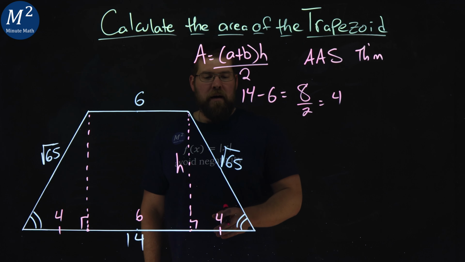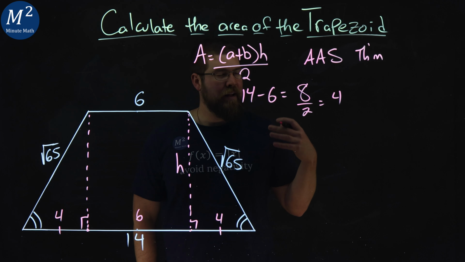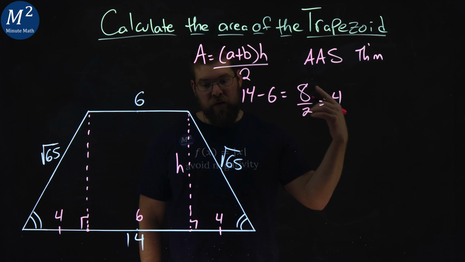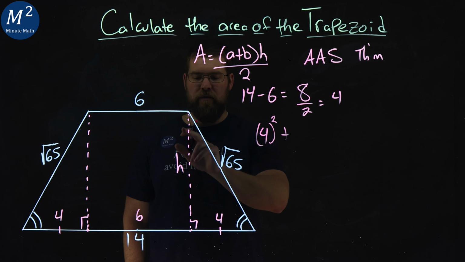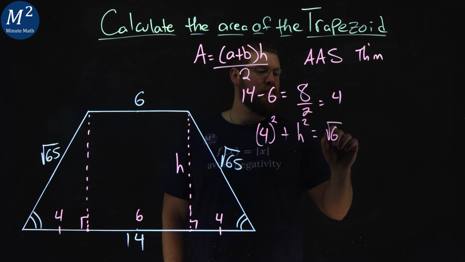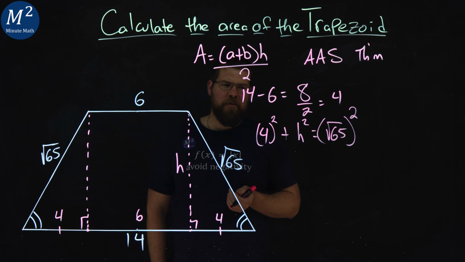Now we have two side lengths of a right triangle, so we can find the third. That's the Pythagorean theorem. Remember, a squared plus b squared equals c squared. Let's say 4 is our a, so 4 squared, plus b squared, let's call it h squared, equals c squared, and this is where it's lovely: square root of 65 squared. It's like it was designed this way on purpose.